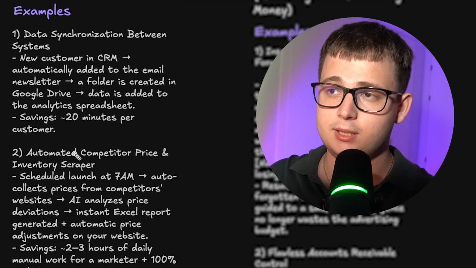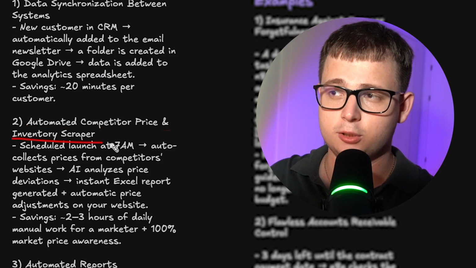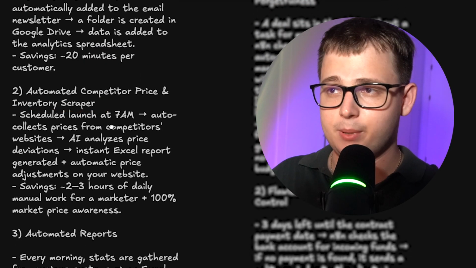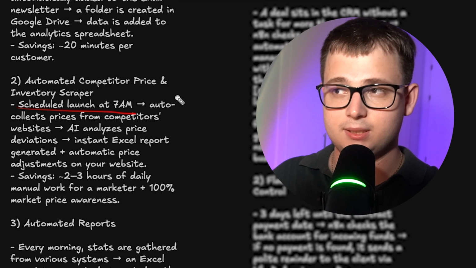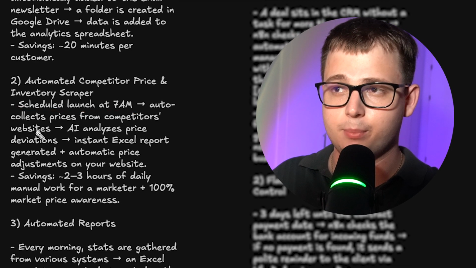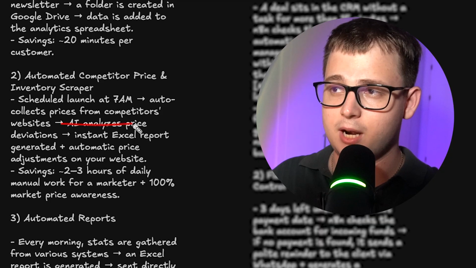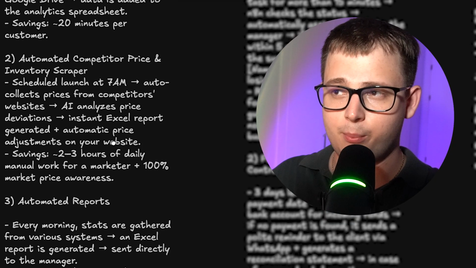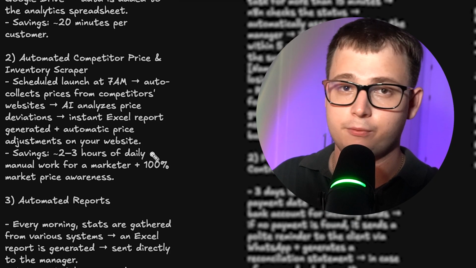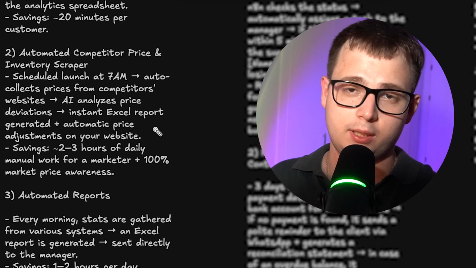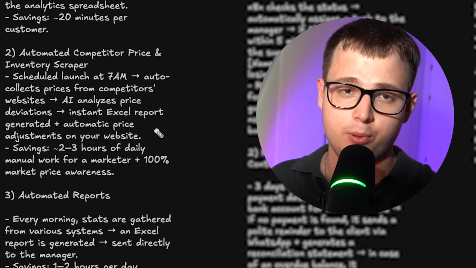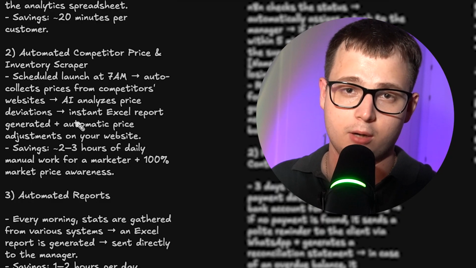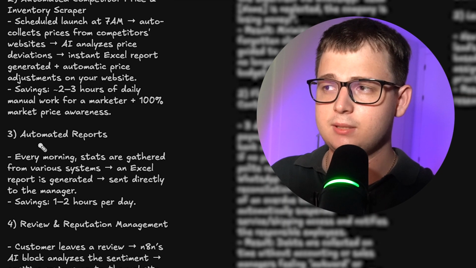Another great example is an automated scraper for competitors' prices and product assortments. The parsing triggers at a specific time, for example at 7 a.m. when competitors update their prices, then it automatically scrapes the prices, compares them with the company's pricing, generates an automated report, and if necessary adjusts the prices on the website. Yeah, of course you could do this without n8n, but with it the process is much simpler, more convenient, and doesn't require outside specialists.